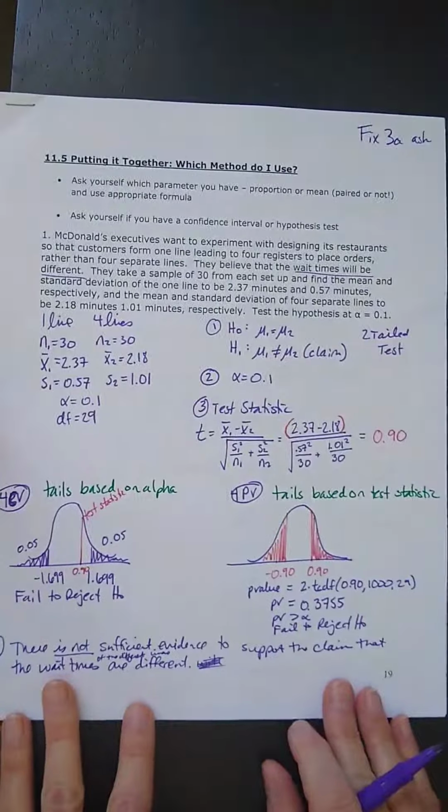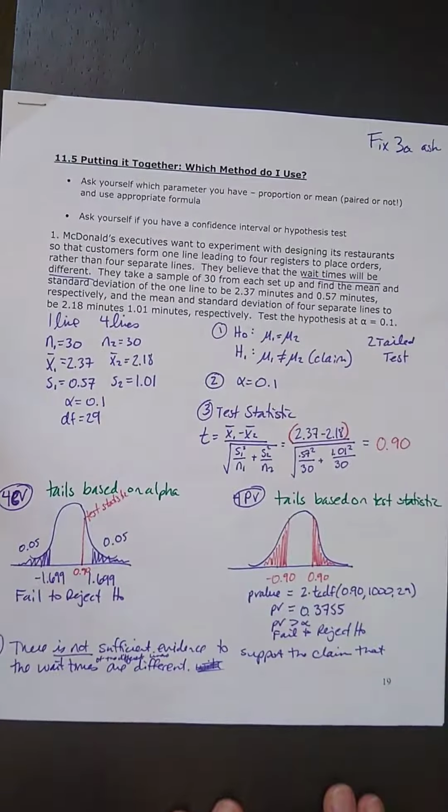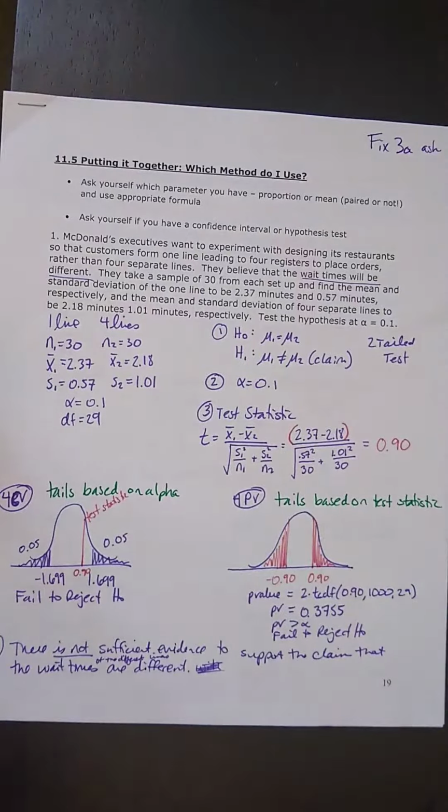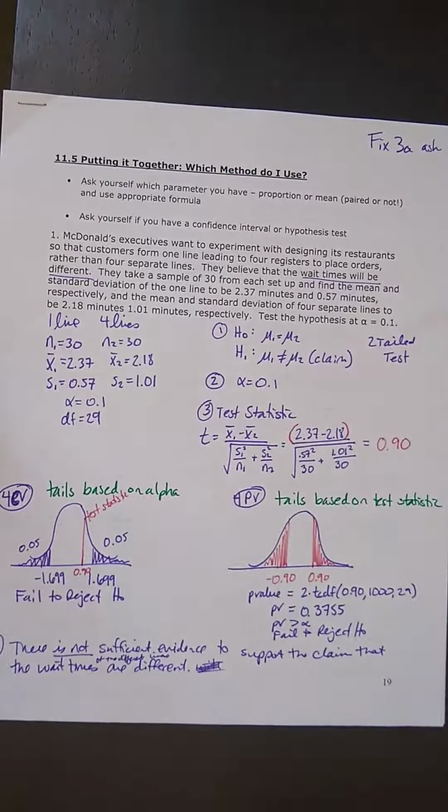Okay. And then the full questions from the 11.5 notes. Here is our first page, our question 1 about McDonald's and the two setups for their lines. So we have two different means. And that one was a two-tailed test. We wanted to know if the wait times would be different.